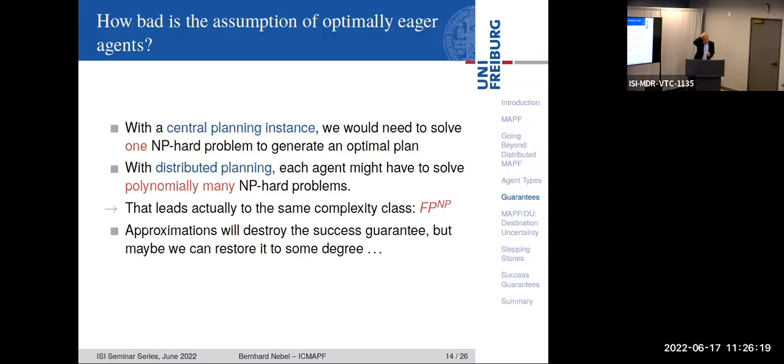So then you might think about, can we do better with approximations? Unfortunately, they destroy the success guarantee, because then you can just move around without going to the goal. But maybe we can restore that to some degree. And we can do that by saying we want to be conservative.